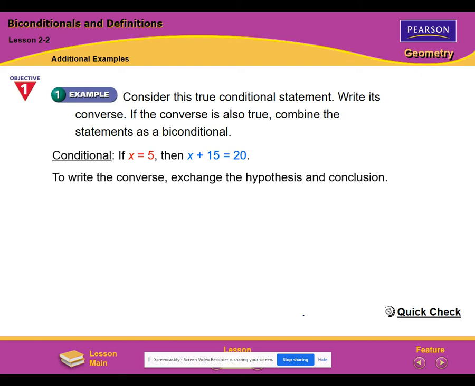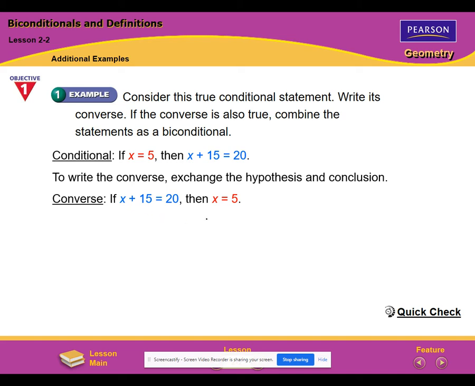The converse, just switching the blue and the red, right? Because switching hypothesis and conclusion. If x plus 15 equals 20, then x equals 5 is also true, again, for a different reason. Here you'd have to solve by subtracting 15 from both sides, and you subtract 20 minus 15, you'll get 5. You'll get x equals 5. So both of these are true.